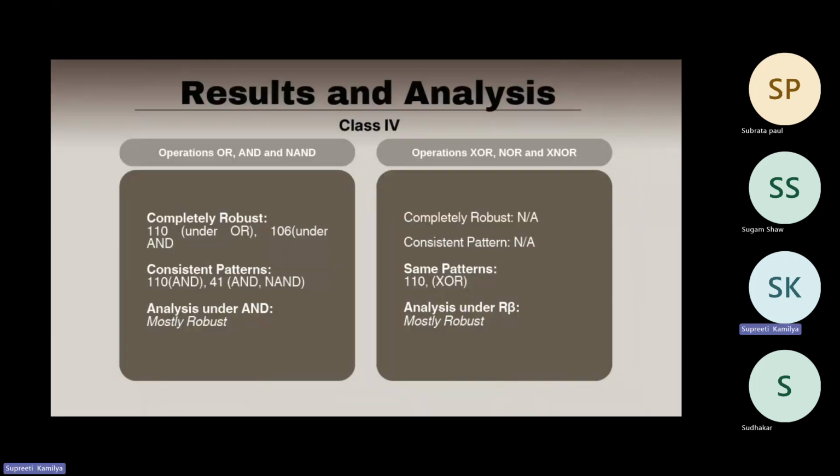The results and analysis for class 4 is that there is complete robustness under 110 and 106 for AND, and consistent patterns for 110 under AND operation and rule 41 for AND and NAND. And similarly, the entire analysis for AND operation is that it's mostly robust. For operations XOR, NOR, and XNOR, there are absolutely no results or patterns that could be identified for the class 4 rules for completely robust and consistent patterns. So we could identify similar patterns emerging under XOR, NOR, and XNOR operations, and that happens for rule 110. Similarly, analysis under this rule is mostly robust.